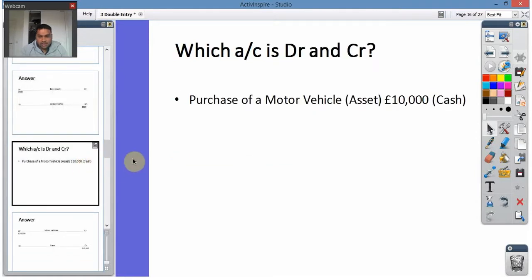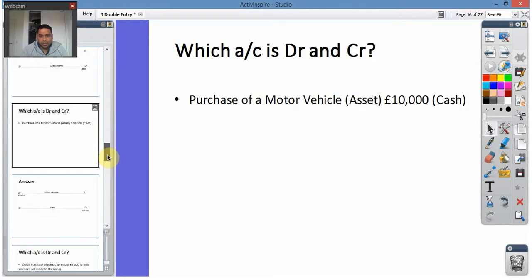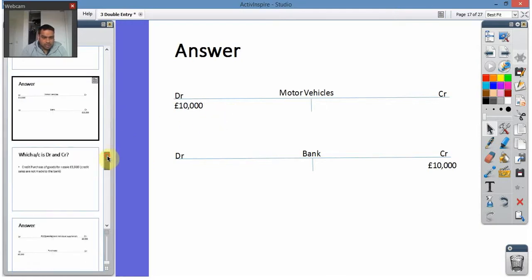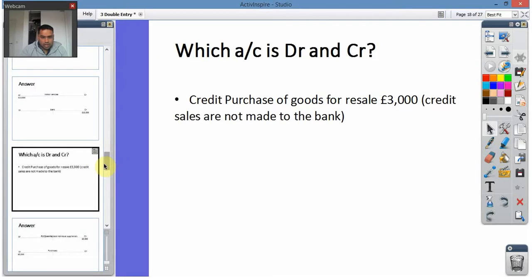Motor vehicle asset, and cash is paid in cash. So which accounts will be debited and credited here? Well, we know if it's an asset, you have to debit it to increase it. So we put £10,000 in the motor vehicles account, and then if you pay by cash, you have to credit the bank with £10,000. So let's have a look at that. Yep, the bank is credited with £10,000. The motor vehicles account is debited with £10,000 as well.